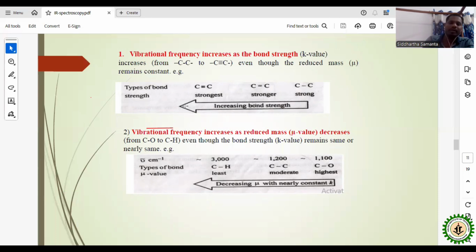Okay. But if we consider CH bond, CC bond, and CO bond, the stretching frequency also depends upon the reduced mass, inversely proportional to the square root of reduced mass. For C-H, it has reduced mass less compared to CO. So C-H stretching frequency is more compared to CC and compared to CO. So this is basically how the stretching depends upon force constant K and the reduced mass.